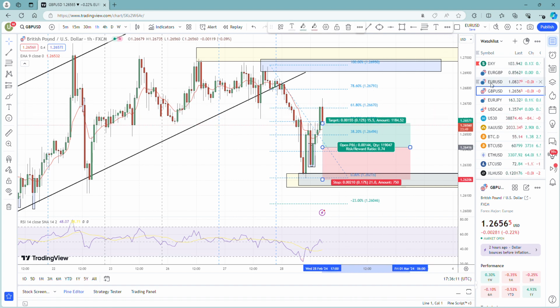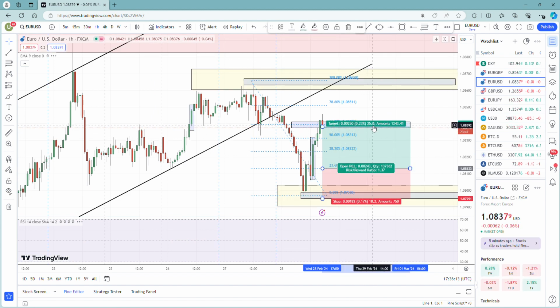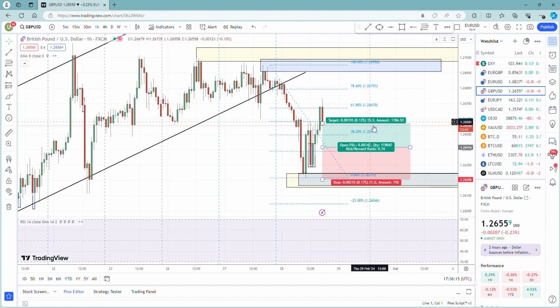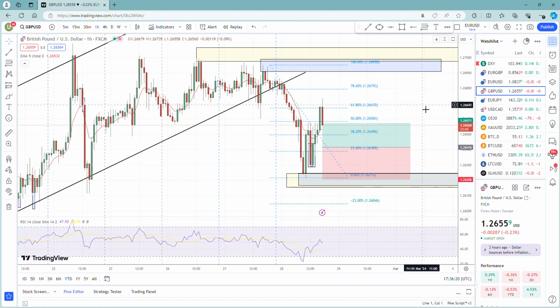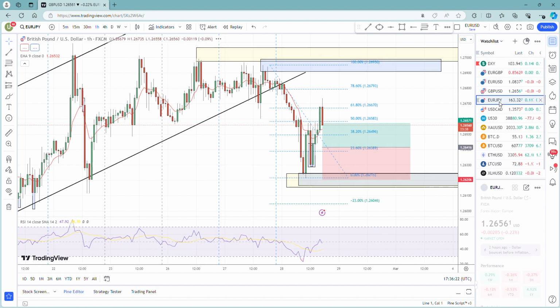So remember, the Euro USD I made 25 pips. On GBP USD I made 15 pips for the day. So I'm going to go ahead and close that. That's my analysis on GU. Let's go ahead and see what else I did.